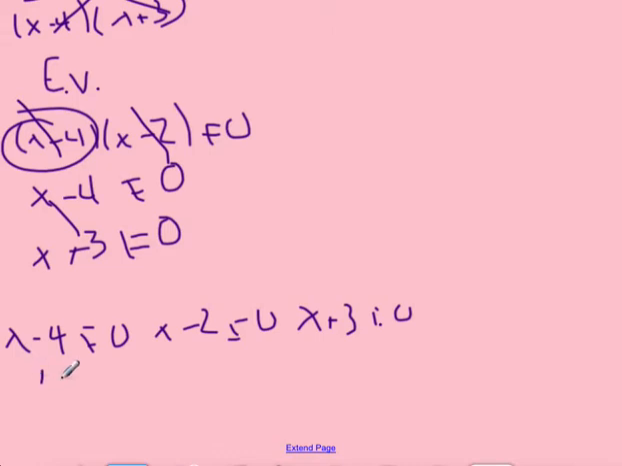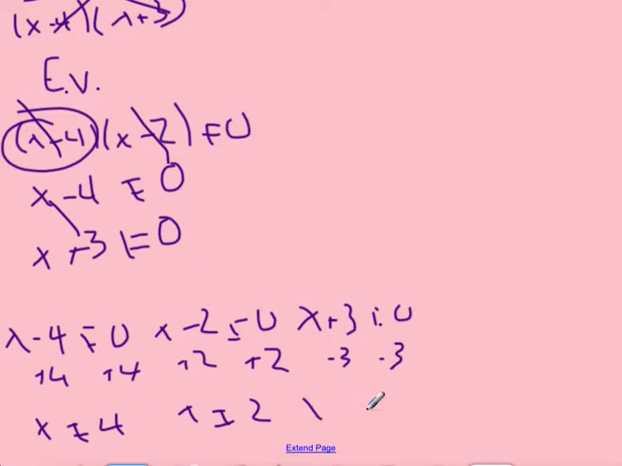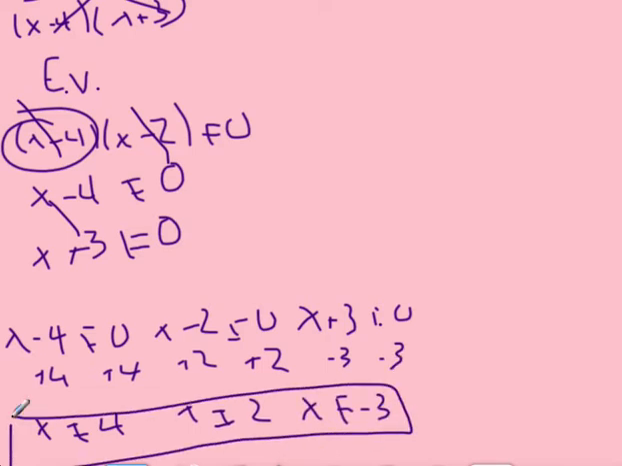So then we need to go ahead and solve these. So we add 4 to both sides and we get that x cannot be 4. Add 2 to both sides, we get that x cannot be 2. Subtract 3 from both sides and we get that x cannot be negative 3. So all of these represent our excluded values for number 7.